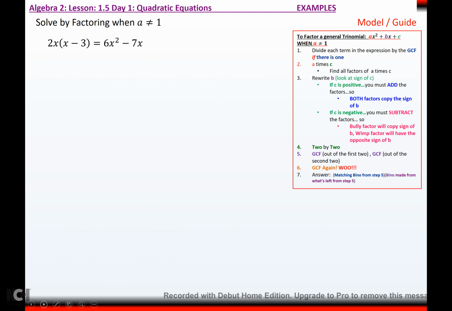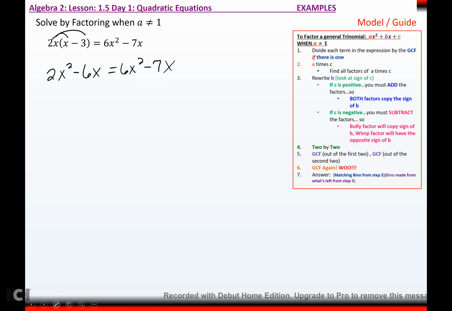Alright, let's try another one. We're just trying to be jerks. You've got to get this in standard form, which means ax squared plus bx plus c on one side of the equal sign. Well, I got to distribute first. That's going to give me 2x squared minus 6x equals 6x squared minus 7x.